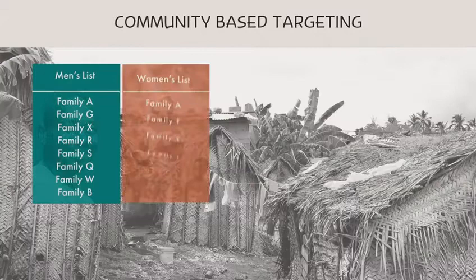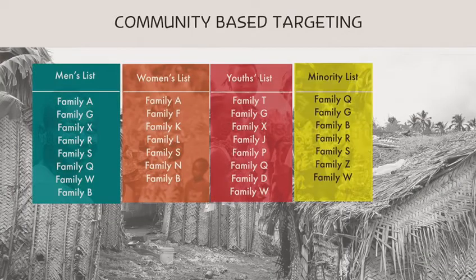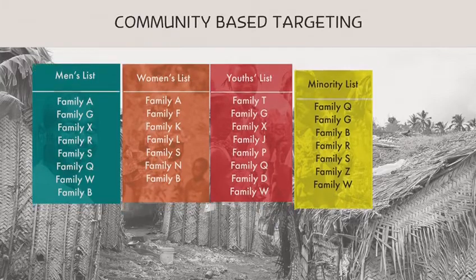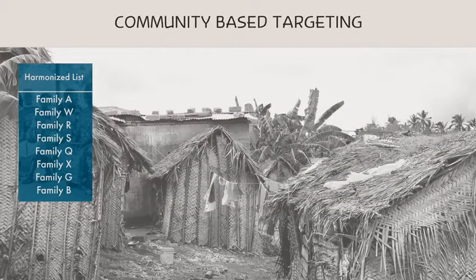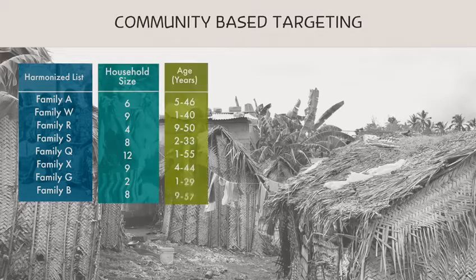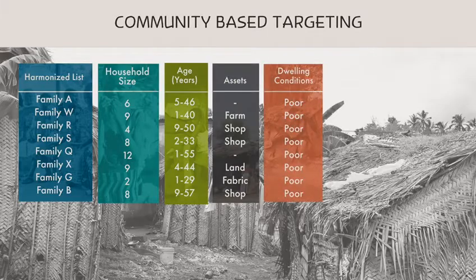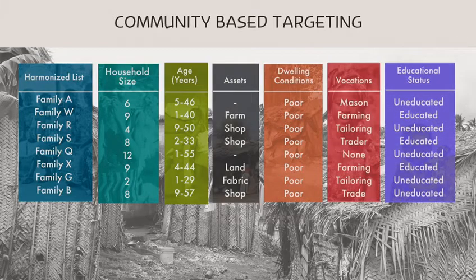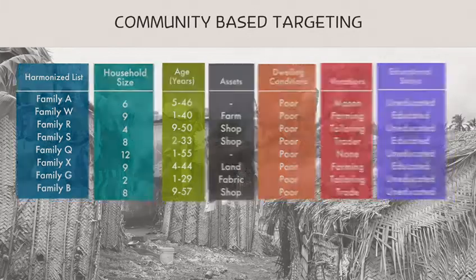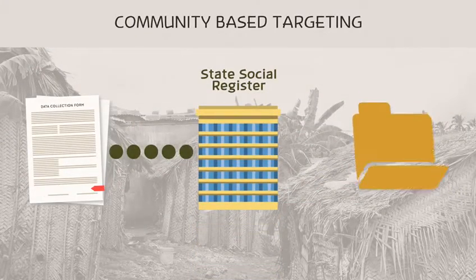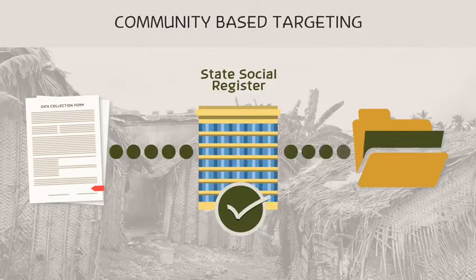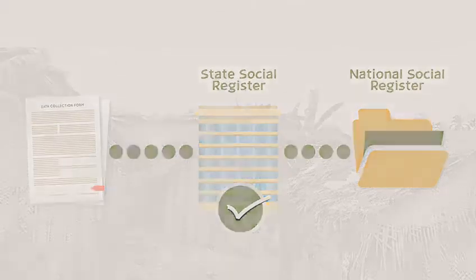Each group produces a list of households that they consider extremely poor in their community. Afterwards, all groups agree on a harmonized list. Each listed household is visited by enumerators for data capture on information like household size, age, assets, dwelling conditions, vocations, education status, amongst others. The data is then uploaded into the State Social Register and, upon validation by NASCO, accepted into the National Social Register.